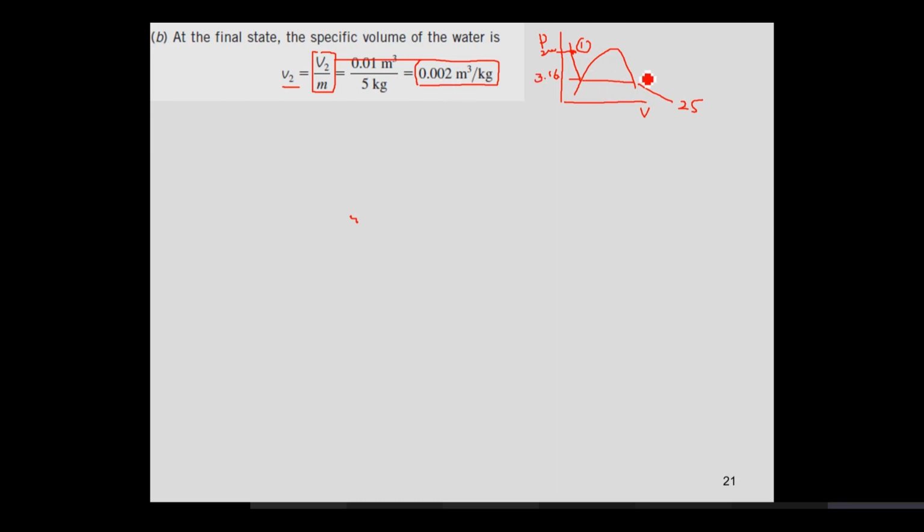Now, can I find out whether I am in compressed liquid, mixed region or superheated region for state 2? I have to identify the region for state 2. Can I find it out?